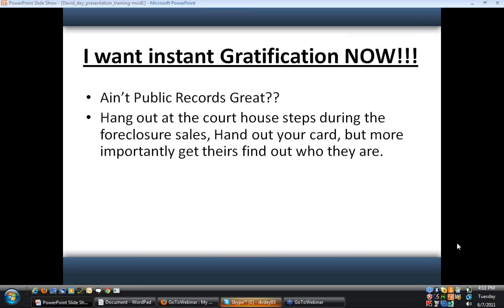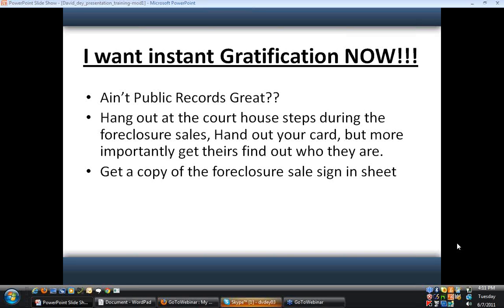But on top of that, you can get the foreclosure sales sheet, and that's another thing I want you to do. Not just hand out your cards and get their cards, but you can get a copy of the foreclosure sign-in sheet of all the people at the courthouse steps. And when you do, you're going to be able to get their information, do name searches in public records. You'll actually be able to find out if they're cash buyers. And if they are, guess what? That's a very possible partnership aspect that we can go into.